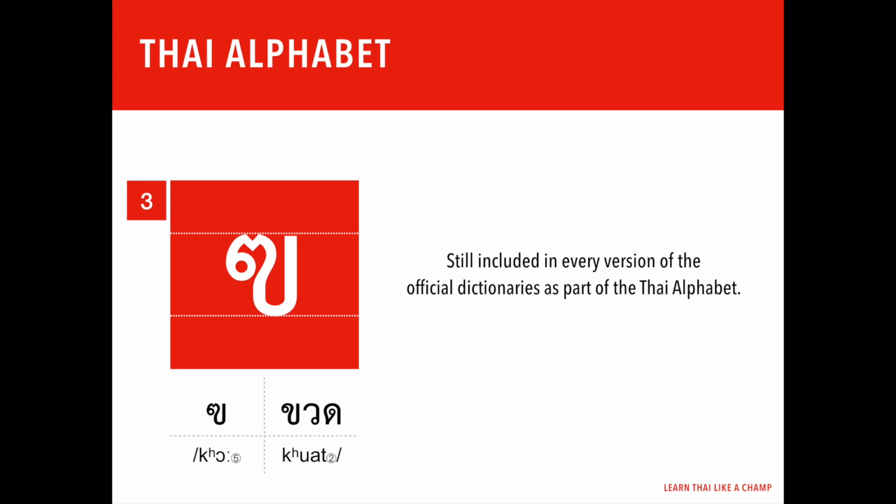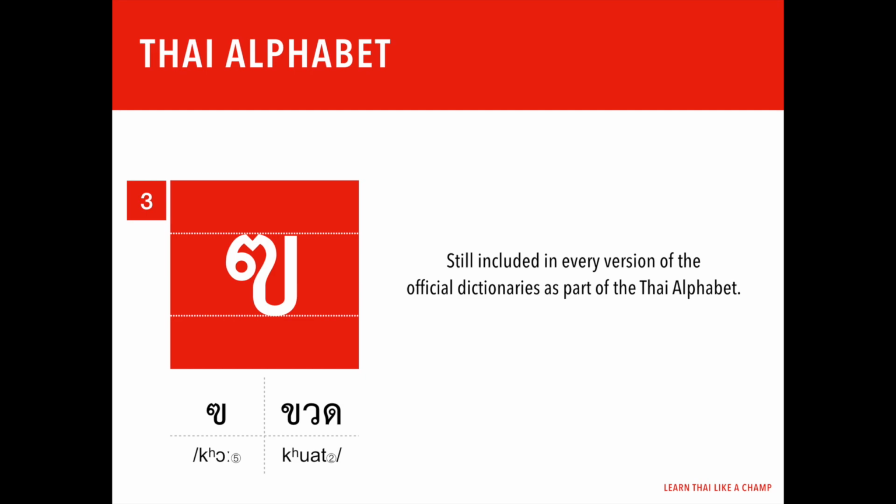Nevertheless, kho khuat is still included in every version of the official dictionaries of the Royal Institute as part of the Thai alphabet. So kho khuat is still our third letter of the Thai alphabet. I will make a detailed video of the usage and the disappearance of kho khuat and kho khon, which is coming up later. So stay tuned for that episode if you are truly interested in this topic.